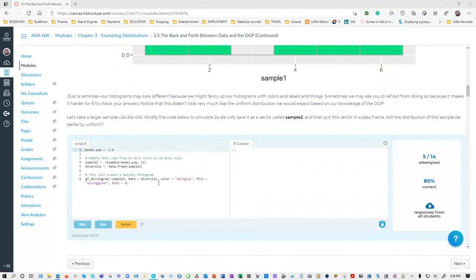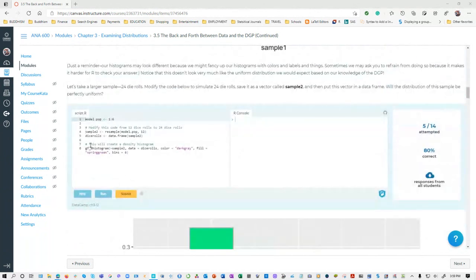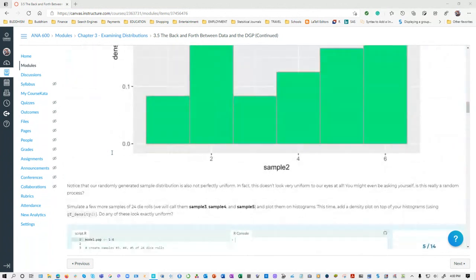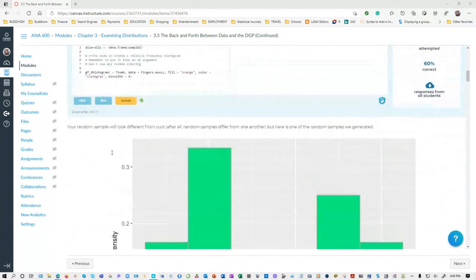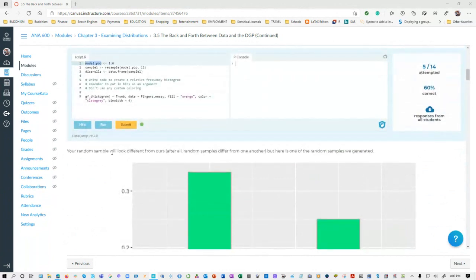See, this will create a density histogram, gf_histogram. Here, it's sample 1. We do another one for sample 2. Histogram for gf_histogram. I'm going to show you. Okay, data means sample 1, comma data means dice roll.